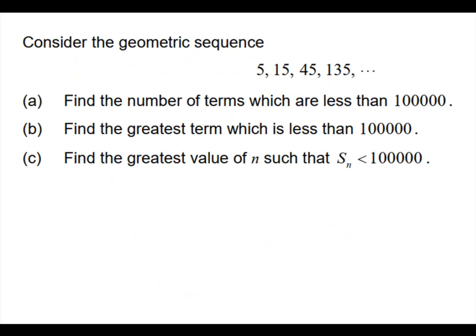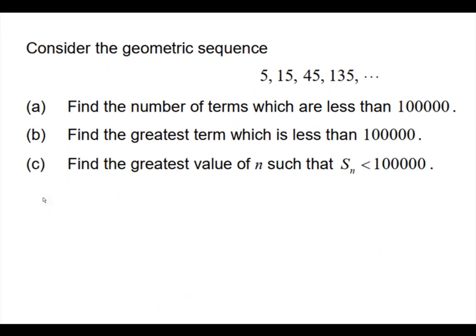All right, so let's take a look at this next example here. We're given this geometric sequence. Part A says find the number of terms which are less than 100,000. First of all, our r here, we divide 15 divided by 5, that gives me 3. So the common ratio is 3.